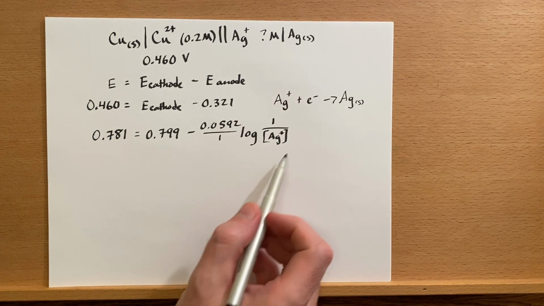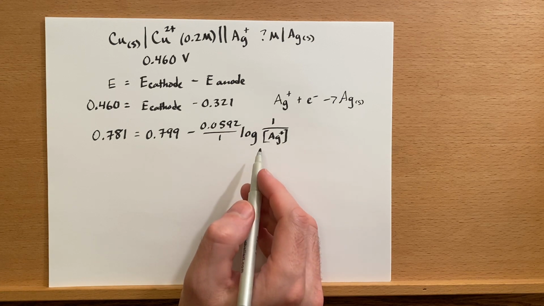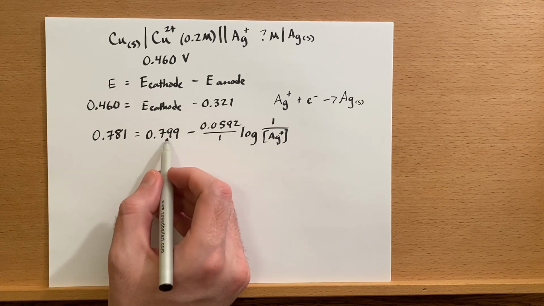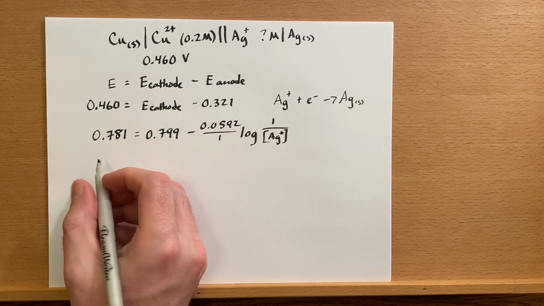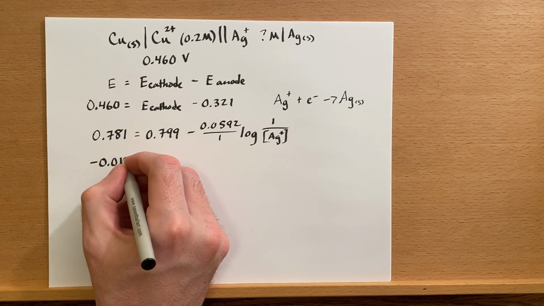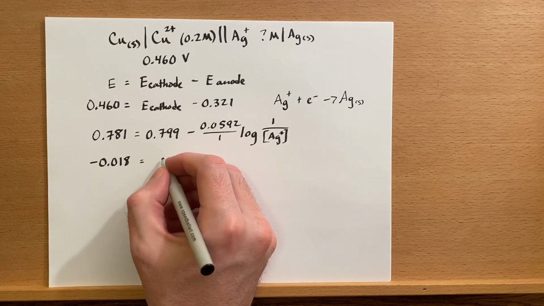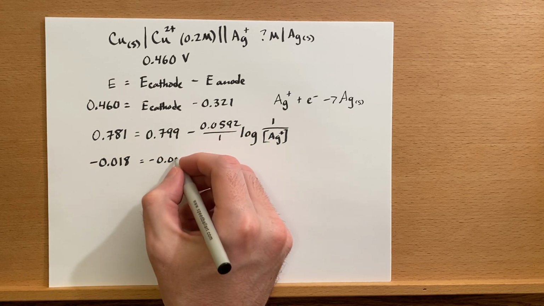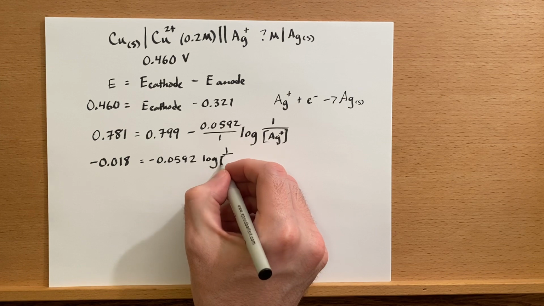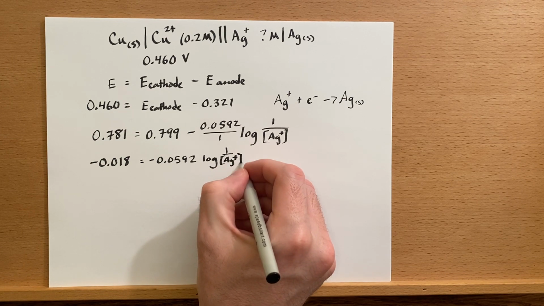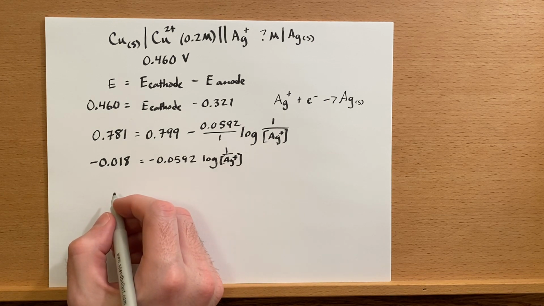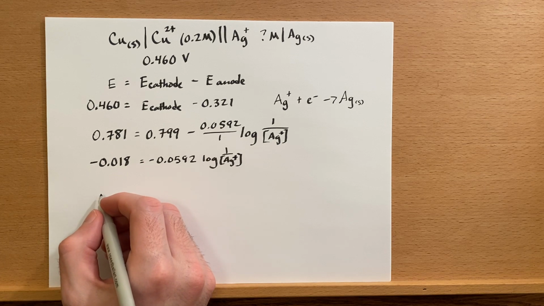Now it's simply a matter of solving for this concentration. So I'll walk you through how to do that very quickly. We're going to subtract over the 0.799 to isolate that. So I should get negative 0.018, and that equals negative 0.0592 log of this. We'll divide both sides by negative 0.0592. So I'll just write that down here.